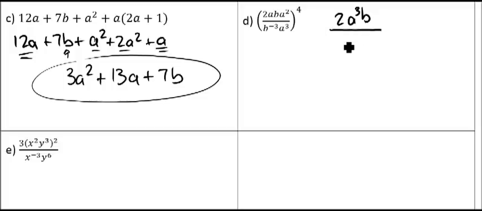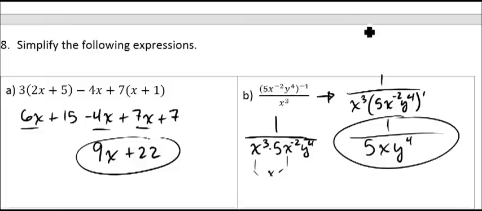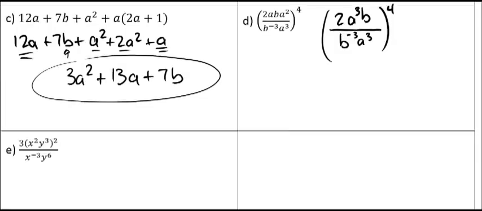And in my denominator, I have b to the negative third, a to the third. So I'm just going to pause there for a moment. This is still all raised to the fourth. If I look at this, you can see that I have a to the third appearing in both my numerator and denominator, and they are factors. So I'm going to cancel this common factor.